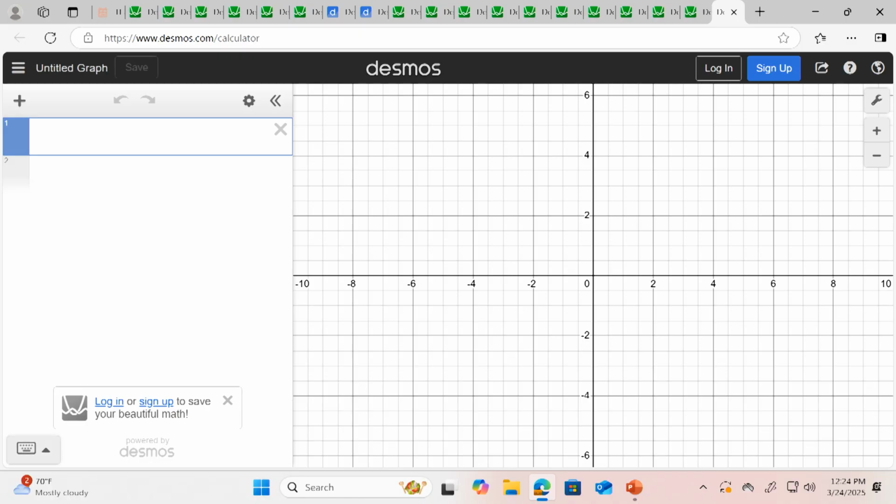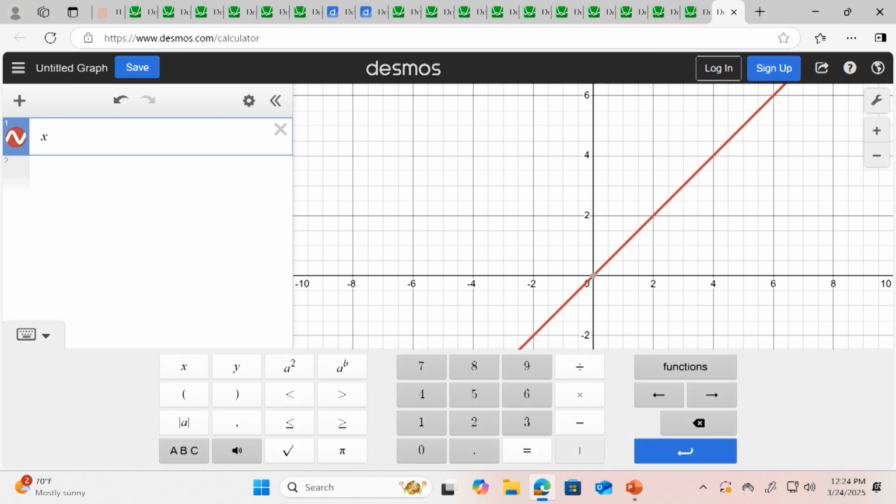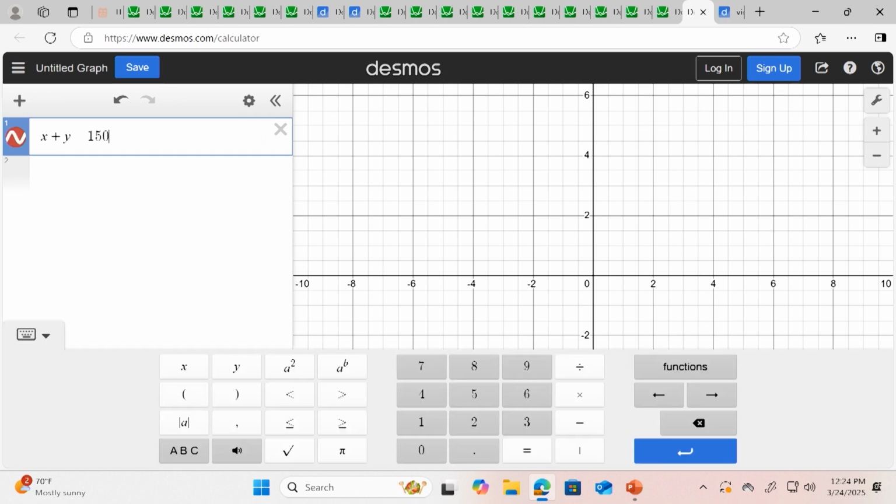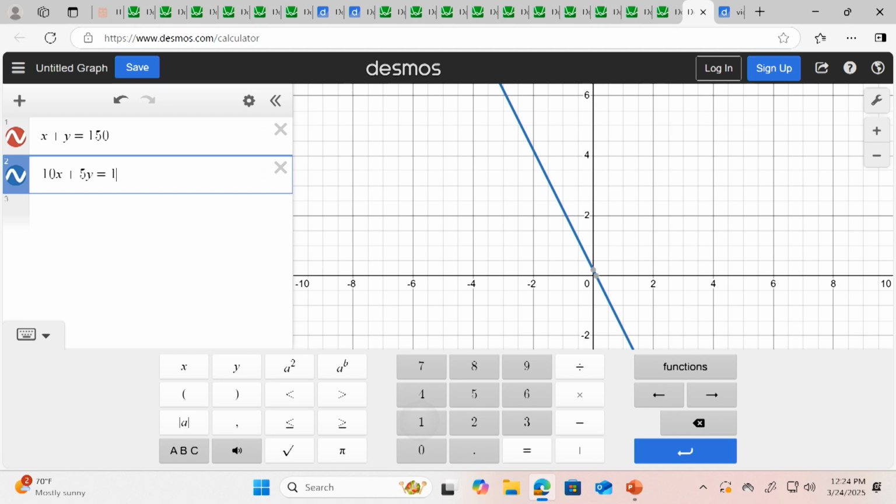So let's plug this in. I cannot use A and S, so I'm going to use x for adults. I'm going to use y for students. So I've got x plus y equals 150. And then I have 10x plus 5y equals 1,000.